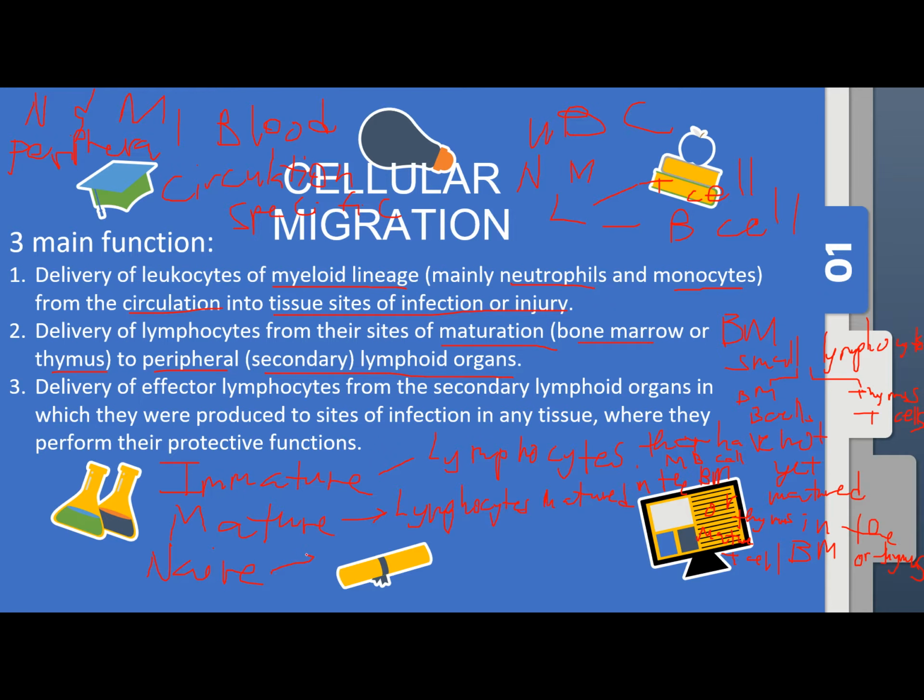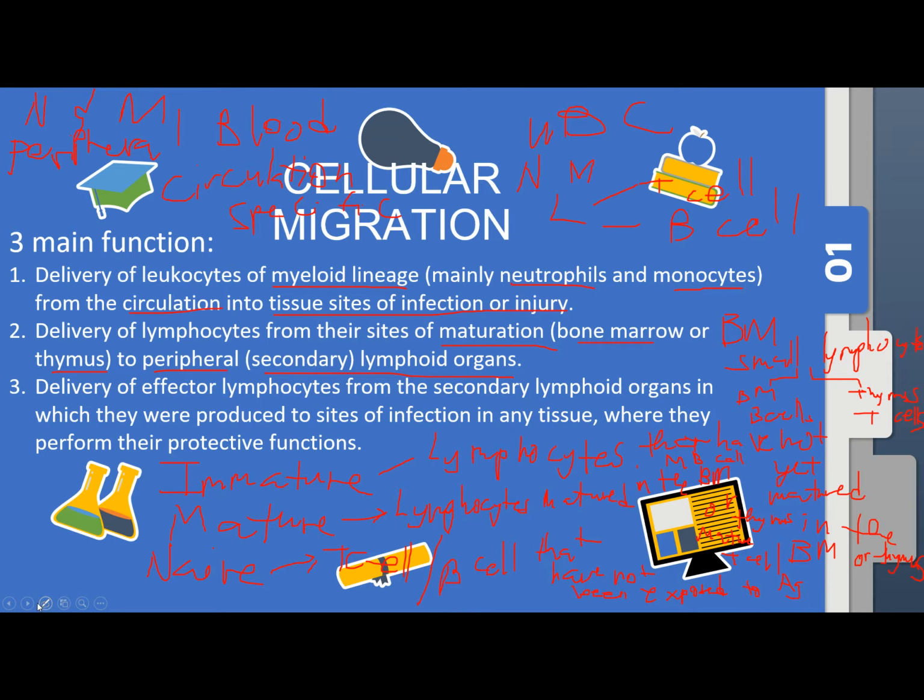Well, the word naive, please take note, is that these are T cells or B cells that have not been exposed to antigen. Basically, whenever you would hear the word naive T cell, naive B cell, they have not been exposed to antigen. They have not yet encountered bacteria, fungi, or viruses. They have no antigenic stimulation.